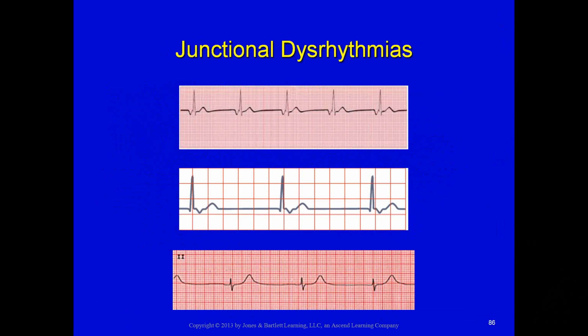So that second rhythm, the rate is slow: 300, 150, 100, 75, 60, 50. The rate's about 52, 54. The rhythm is regular. There are no P waves, so there really isn't a PR interval because there aren't any P waves before the QRS, but what I am seeing are inverted Ps after the QRS. This is a junctional rhythm as well.